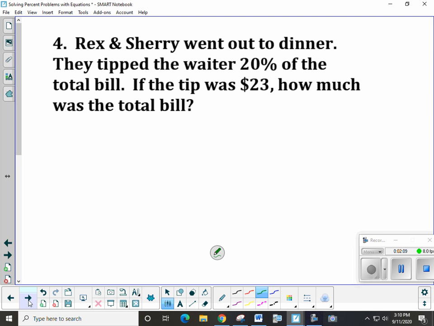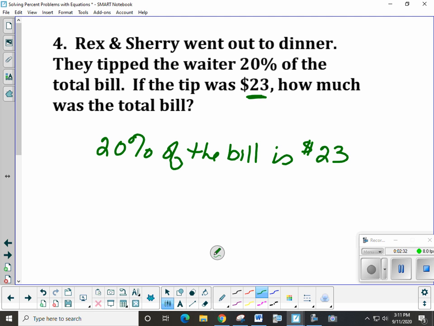All right, Rex and Sherry went out to dinner. They tipped the waiter 20% of the total bill. If the tip was $23, how much was the total bill? Okay, so now this is interesting. I know that the tip was $23. So 20% of the bill is $23. So now I can convert 20% to a decimal. That's 0.20. I don't have to write the 0 on the end, but if you want to, you can. So 20%, 0.2 of the bill, which is what I don't know. How much was the total bill? So that's my unknown, is 23.